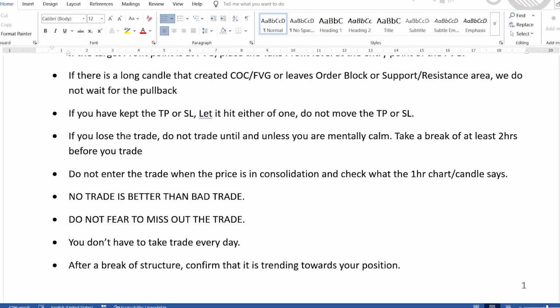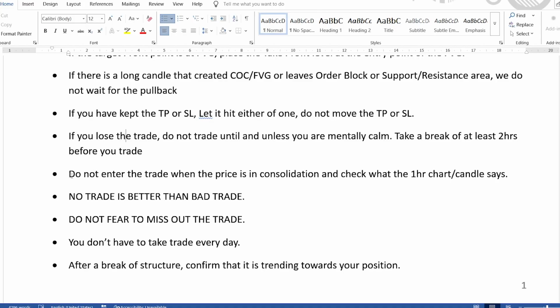If you lose a trade, do not trade until you are mentally calm. Take a break of at least 2 hours before you trade. What usually happens with all of us is that as soon as we lose a trade, we try to do a revenge trade. Previously I used to take a minimum of 2 to 3 trades per day, and sometimes 4 or 5 trades. But nowadays, I take a maximum of 2 trades per day. And if I lose a trade, I don't trade after that on that day. Only in rare conditions, if I see a perfect setup that aligns with my strategy, do I enter the trade. Otherwise, I am not taking another trade.